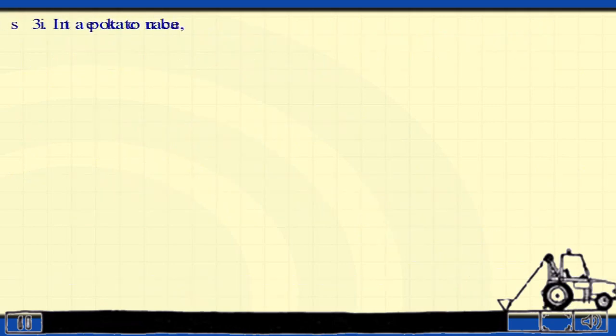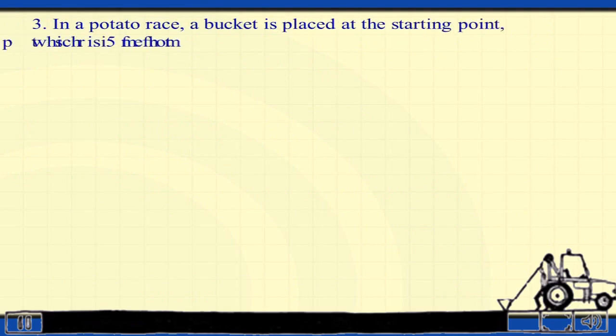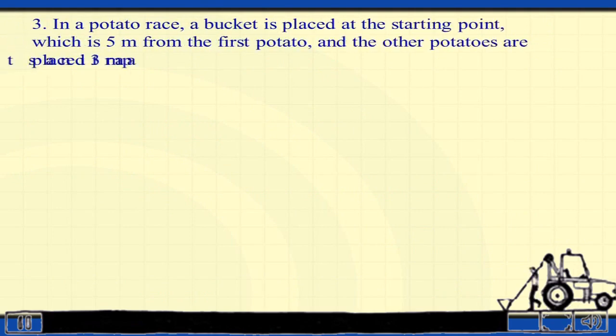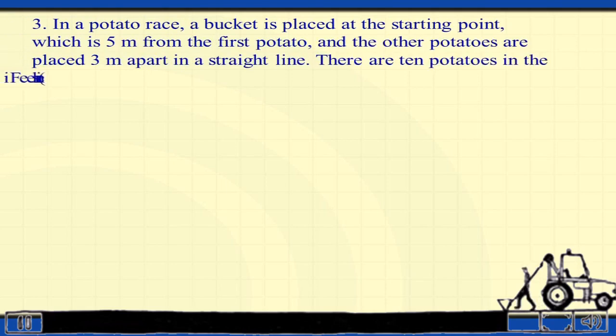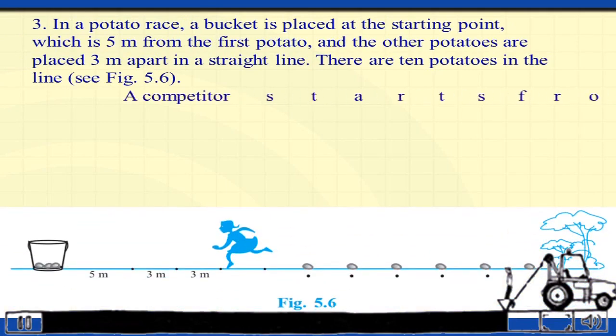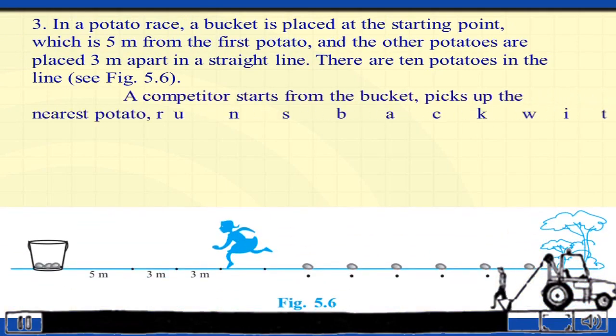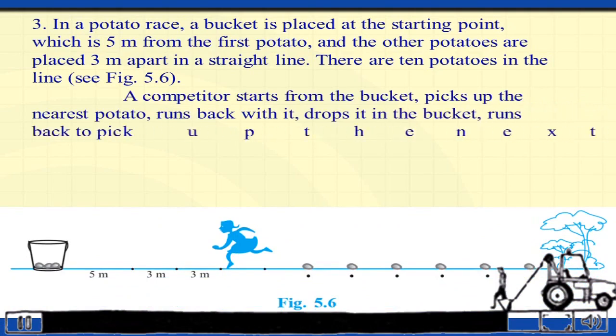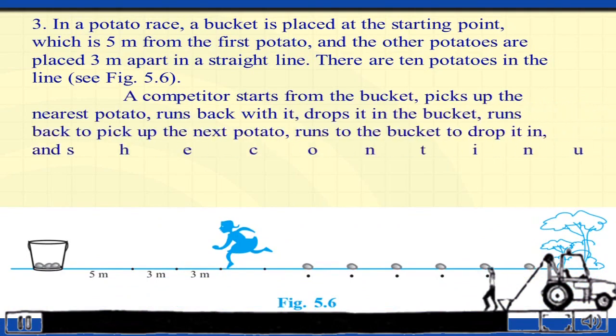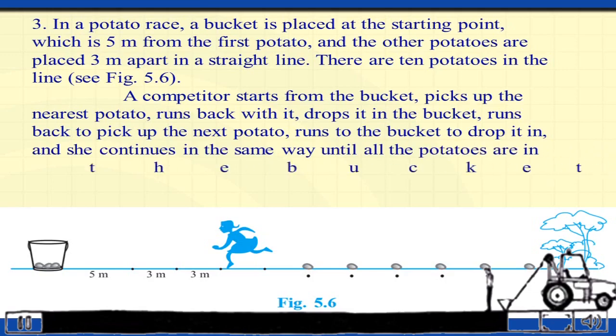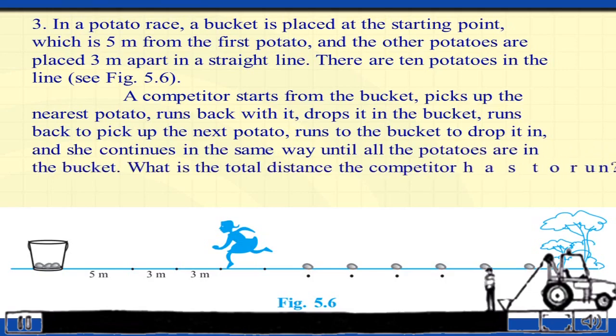In a potato race, a bucket is placed at the starting point, which is 5 meters from the first potato, and the other potatoes are placed 3 meters apart in a straight line. There are 10 potatoes in the line. A competitor starts from the bucket, picks up the nearest potato, runs back with it, drops it in the bucket, runs back to pick up the next potato, runs to the bucket to drop it in, and she continues in the same way until all the potatoes are in the bucket. What is the total distance the competitor has to run?